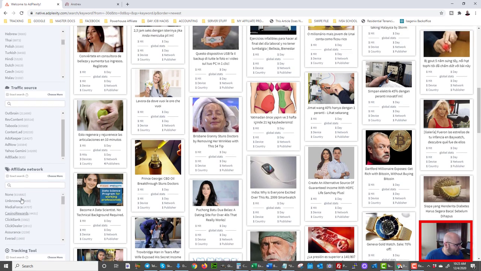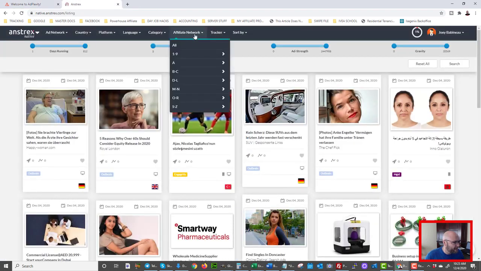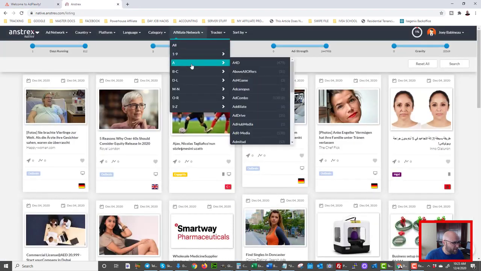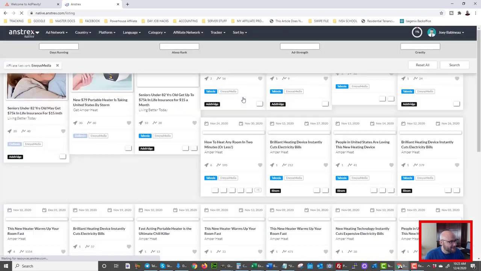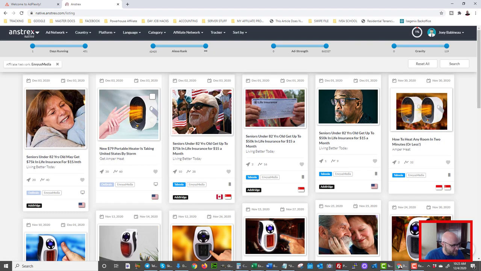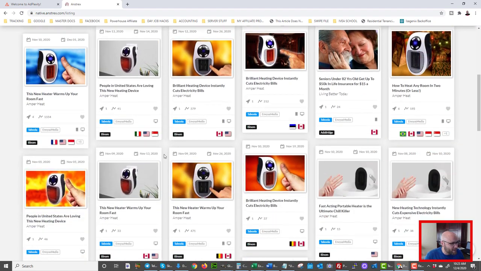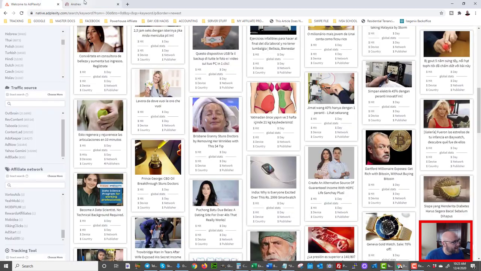But here's another thing. On Adplexity, they don't have as many affiliate networks as you would see over here on Anstrex, okay? They have a lot more affiliate networks that you can compare. So if you filter by affiliate network, you're going to start seeing the exact ads that people are running from that network. So you know they're affiliates and you can see exactly what is being run here, okay? So that's just one advantage on Anstrex versus Adplexity.